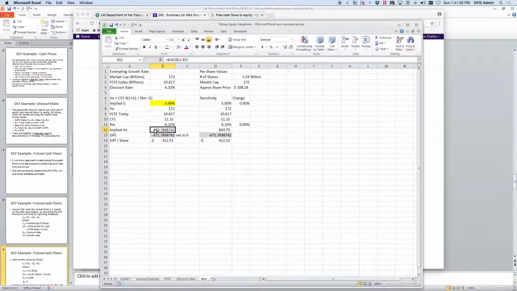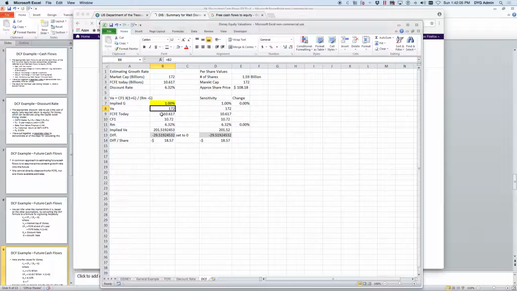That sounds way too high. So what we need to do is figure out what value of G will make sense. Well, if it's too high, it probably means that our growth rate's too high. So let's drop it down to 4%, and that gets us closer. You can see I have a little difference calculator down here. When it was at 5%, it says, oh, you're $671 billion off. 4%, you're $300 billion off. 3%, $150 billion off. 2%, $78 billion off.